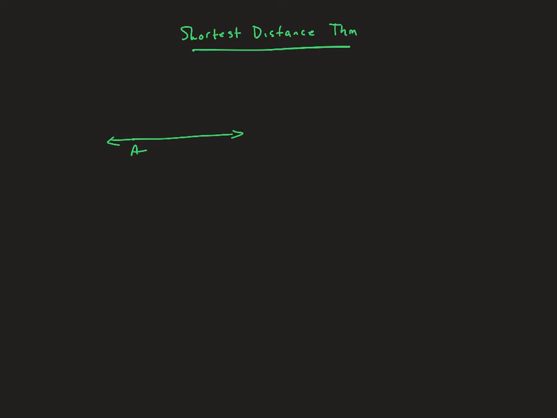So I have this line and a point that is not on that line, and the shortest distance theorem says that the shortest distance from that point to my line is going to be a perpendicular line. So point C, the shortest distance from point C to line AB is going to be a perpendicular line, and we'll call it at point D. That is my shortest distance theorem.